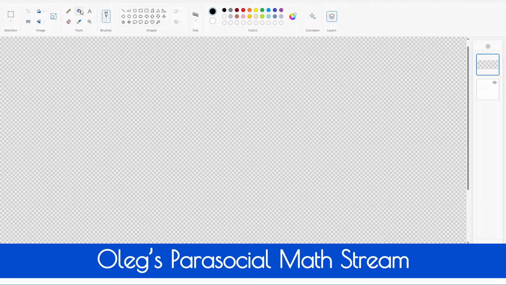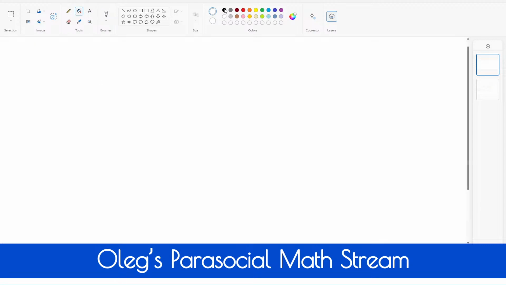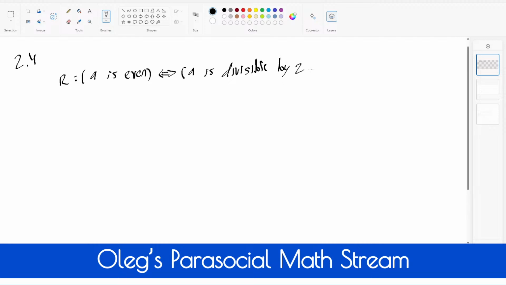All right, 2.4. Compare the statement R such that A is even if and only if A is divisible by 2. So now what we did was, okay, let's go back for a second.